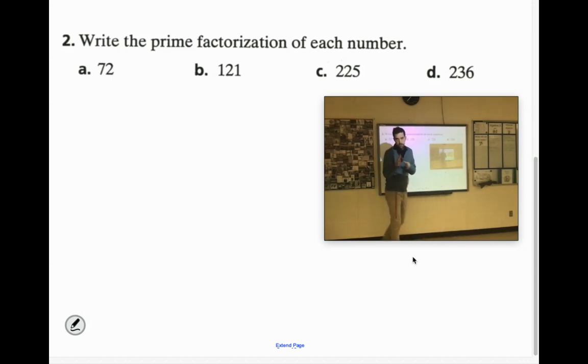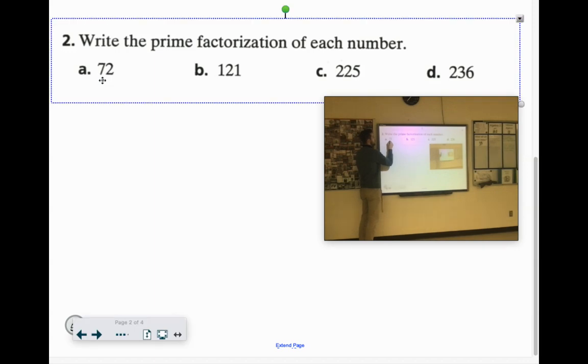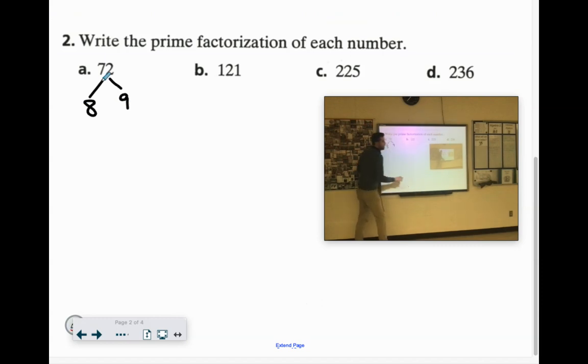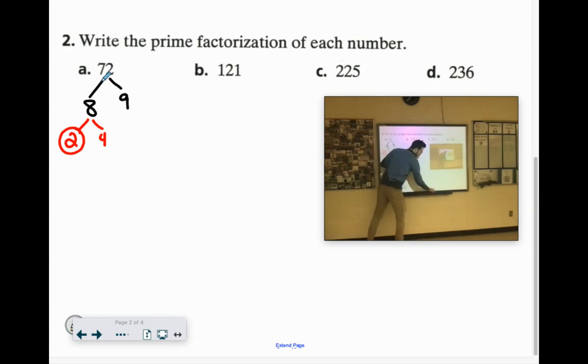But again, you could go with 2 and 36. It all gets there. But let's say I did 8 times 9. Now, 8 is not prime, and neither is 9. So if I was to break up 8, 8 is 2 times 4, and 2 is prime. So that's fine. That one's done. But I still got to work on this branch with the 4. 4 still has 2 factors, 2 times 2, and those are both prime.